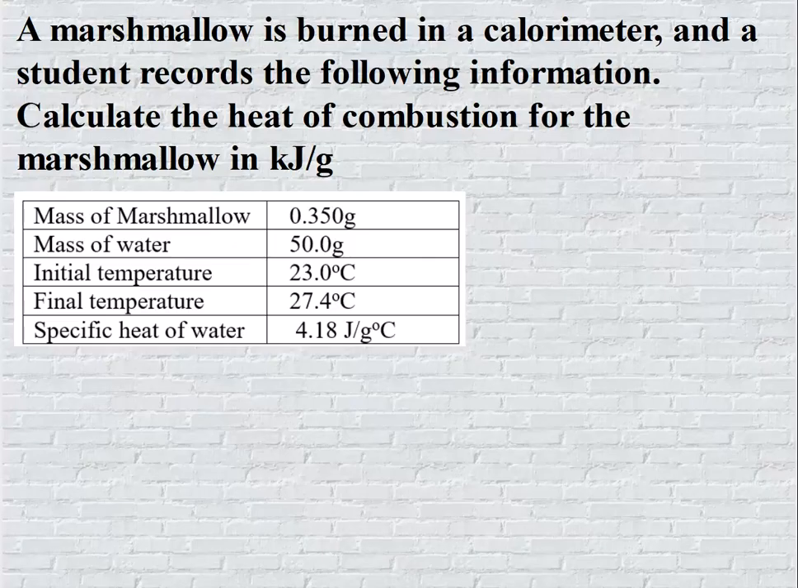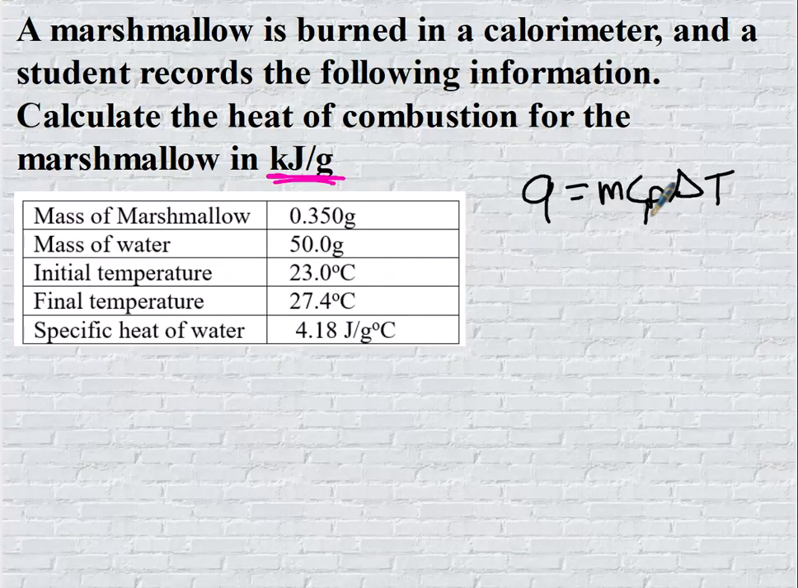Alright, so here we have a marshmallow and we're burning it in a calorimeter. So we're trying to calculate the heat of combustion in kilojoules per gram. So go ahead and try this one. Restart when you're done. So we're using that Q equals MC delta T again, because again we're trying to find heat of combustion, which is going to be Q.